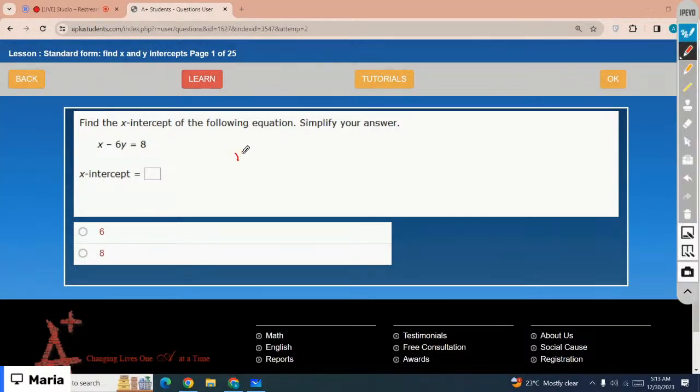That is x minus 6 times 0 equals 8. 6 times 0 is 0, so x equals 8. When you have to calculate the x-intercept, put y equals 0. When you have to calculate the y-intercept, put x equals 0. So the answer is x equals 8. Got it?